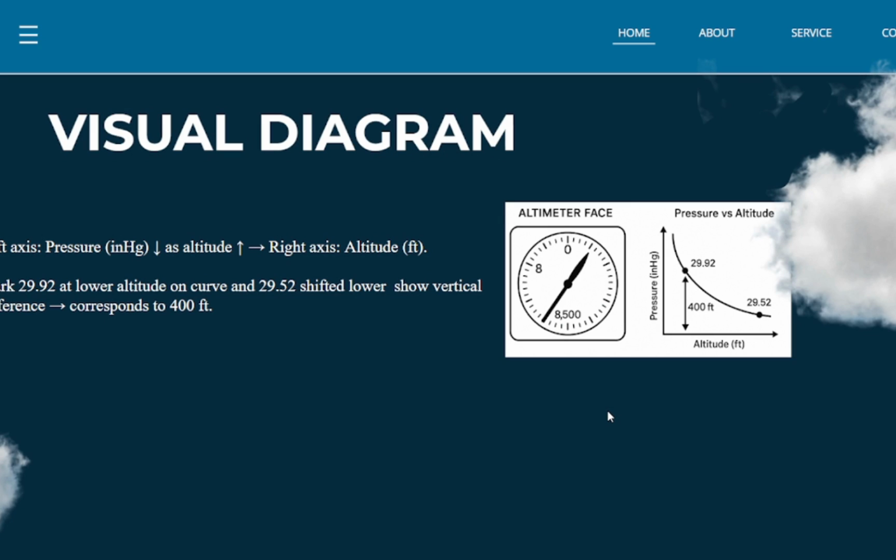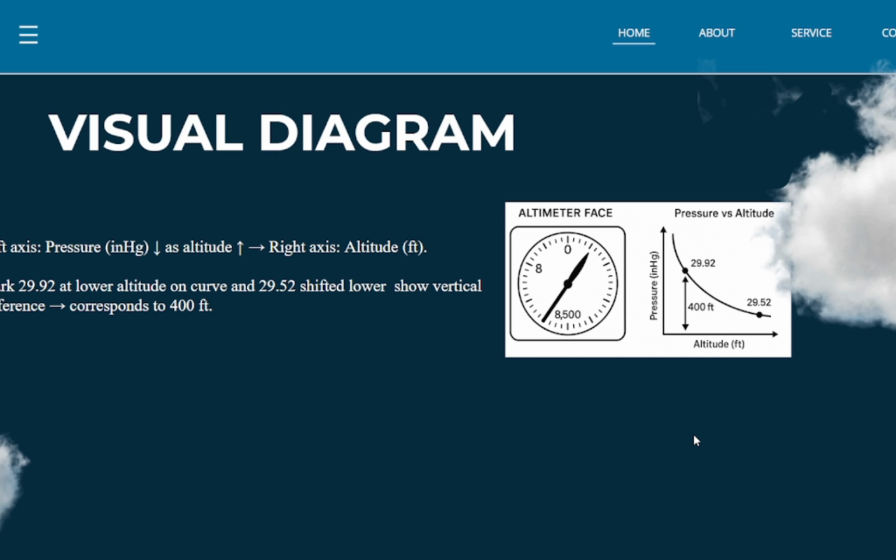I want you guys to take a look at the visual diagram that I'm about to show you. This is where a picture is worth 1,000 words, and it is very simple, guys. Here, our altimeter is at 8,500, and we can see that here, 8,500 feet. Over here is a pressure versus altitude curve chart.